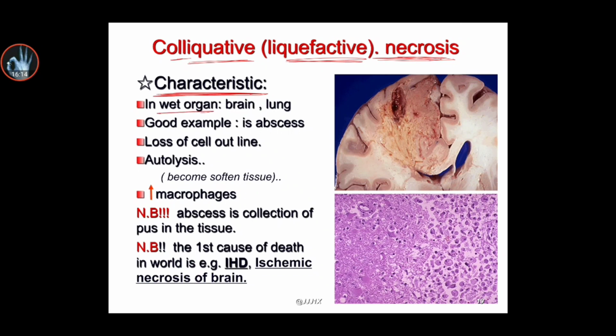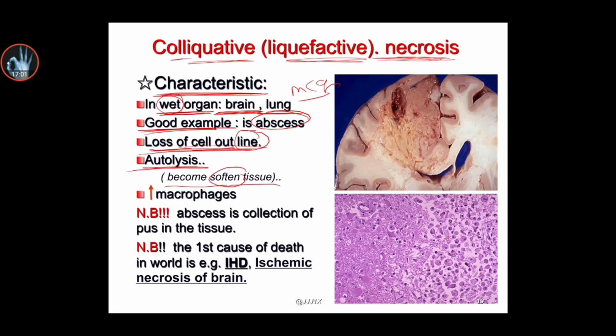It happens in wet organs such as the brain and lung, as an MCQ example. A good example is an abscess, which is the collection of pus that forms. And loose cell outlines have the same meaning as not well demarcated, meaning its boundaries are not clear. And autolysis makes it soft tissue.